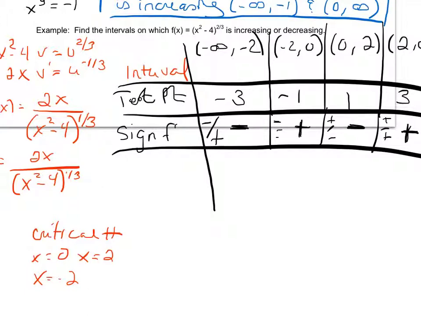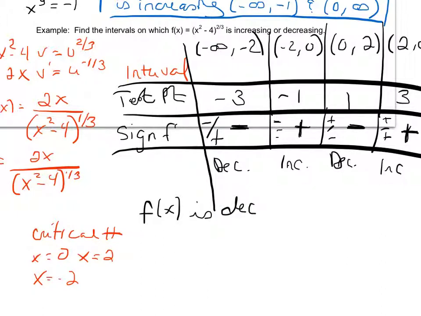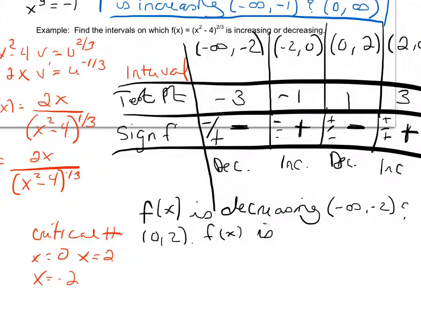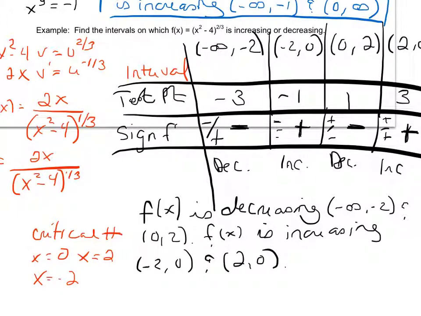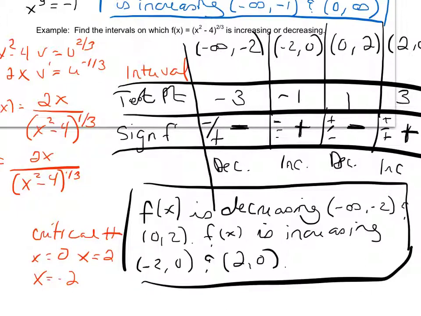So now I'm going to go ahead and make my conclusion. First of all, I'll determine if it's increasing or decreasing. It's decreasing here, increasing here, decreasing, increasing. So for my conclusion, I can say that my function f of x is decreasing on the interval from negative infinity to negative 2 and from 0 to 2. And my function is increasing from negative 2 to 0 and from 2 to infinity. And that is my conclusion. And that's it for increasing and decreasing functions.